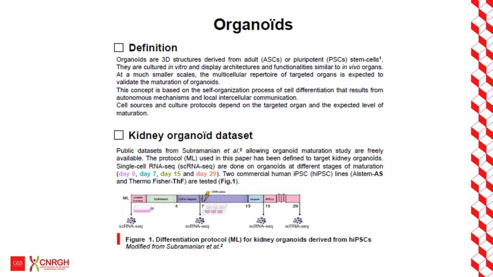For this preliminary study, we used kidney organoid data. Subramanian et al. propose freely available data of single-cell RNA sequencing of kidney organoids cultured from human-induced pluripotent stem cells from two different commercial cell lines and at different times of maturation: day 0, day 7, day 15, and day 29.